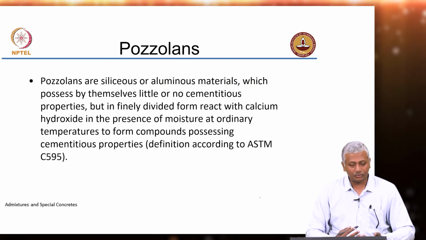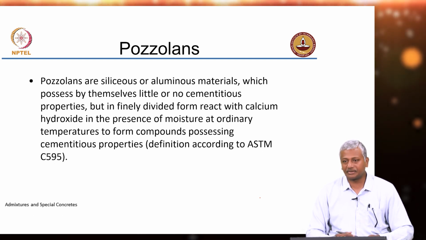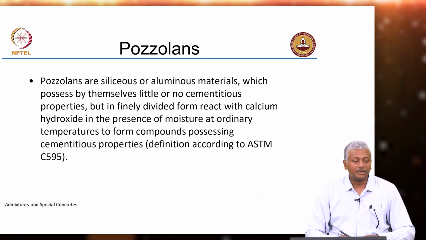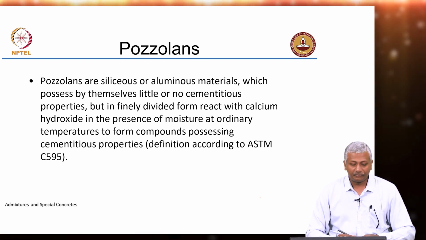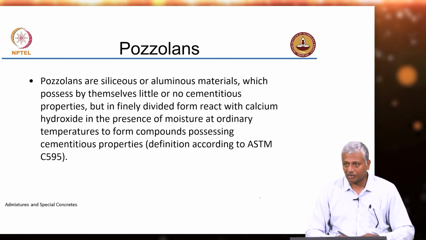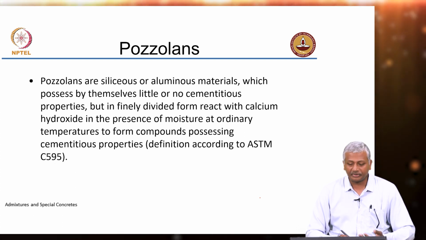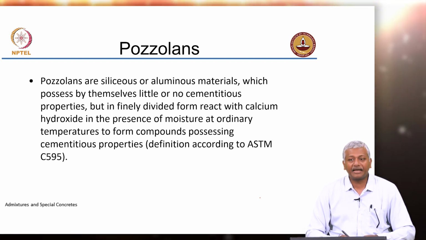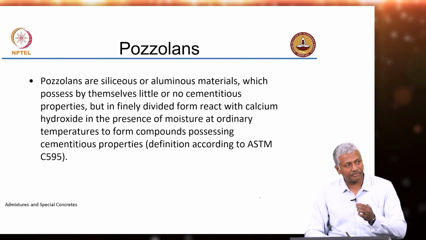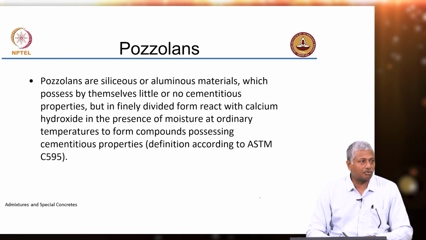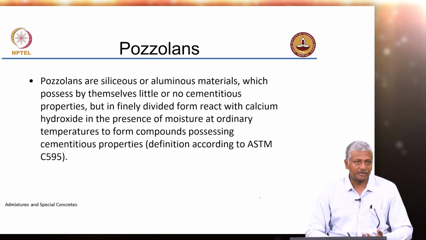So, again just to go over this definition again, I showed you this in our overview of cement chemistry also. Pozzolans are essentially siliceous or aluminous materials which by themselves do not have any cementitious properties, but in the presence of lime, and when they are finely divided, when they are not coarse, they can react to form cementitious compounds in the presence of moisture.